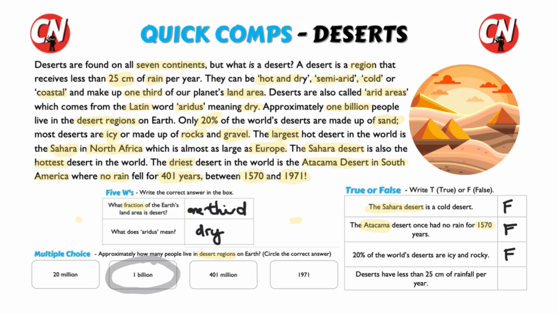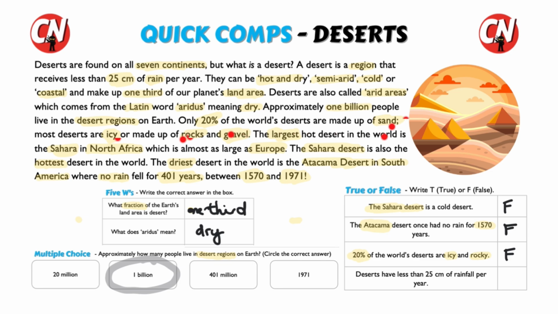And then again, if I just go back, because I didn't highlight it, it was that, wasn't it? 20%. And we could have found icy or rocky. But if we'd found icy or rocky, we would have needed to go back to the start of the sentence. Only 20% of the world's deserts are made up of sand. So once you find the key information in the text, go back to the start of the sentence and read that sentence and maybe even read on a bit further.